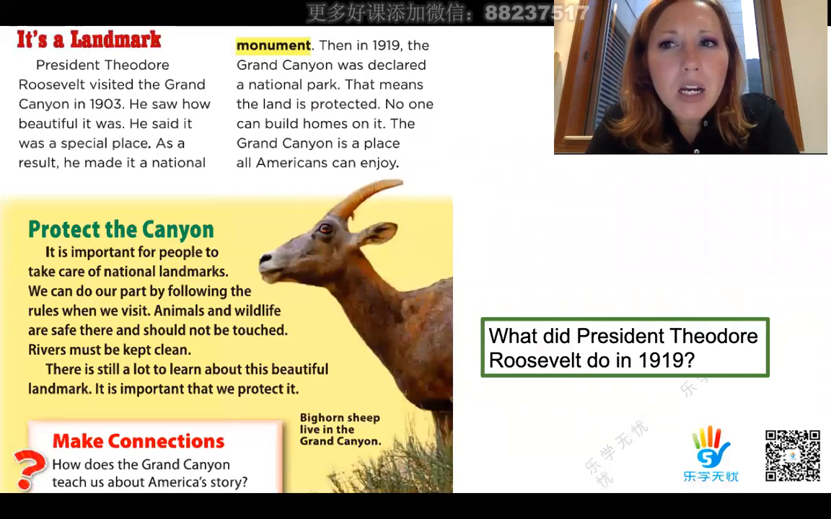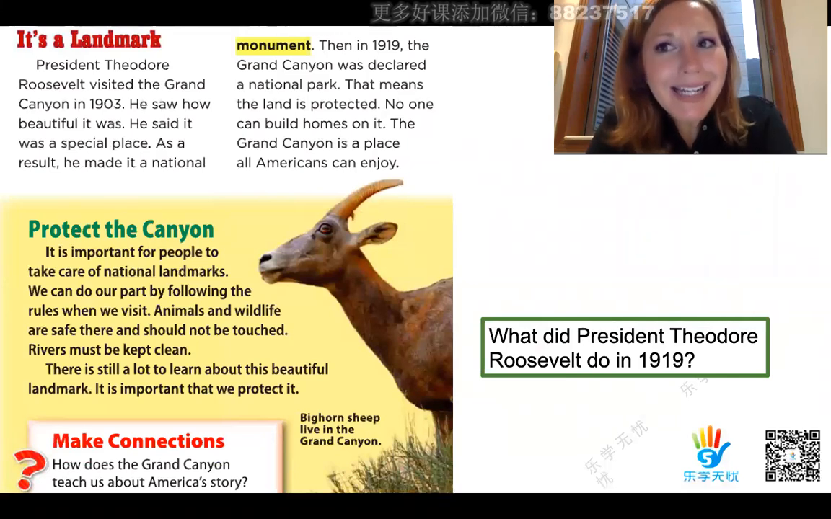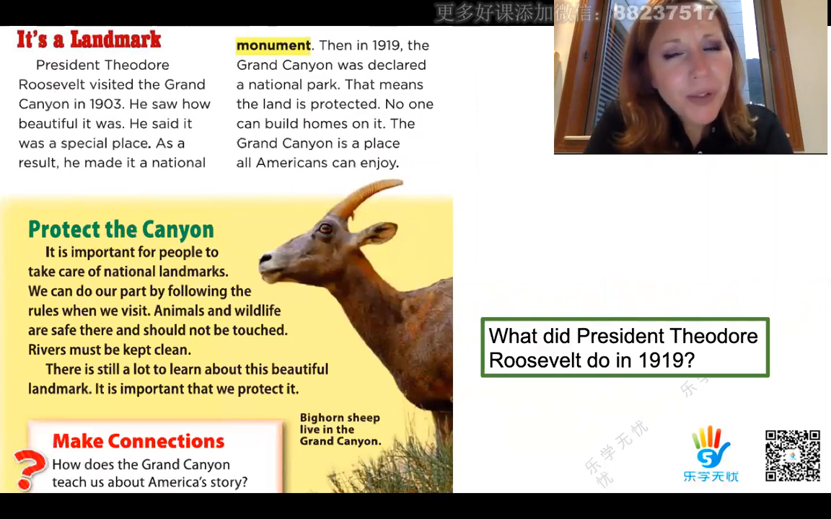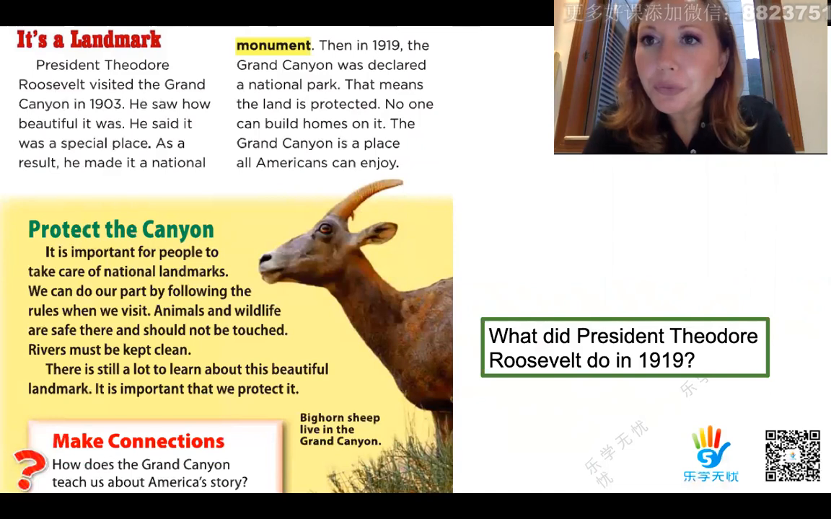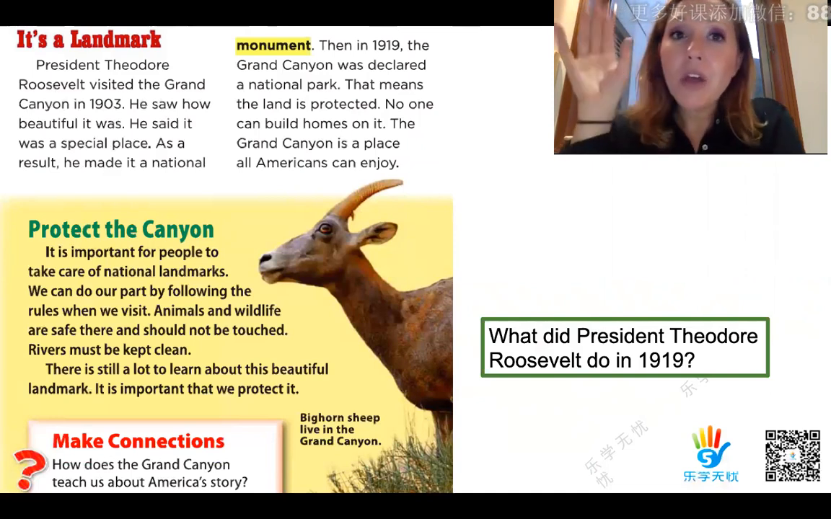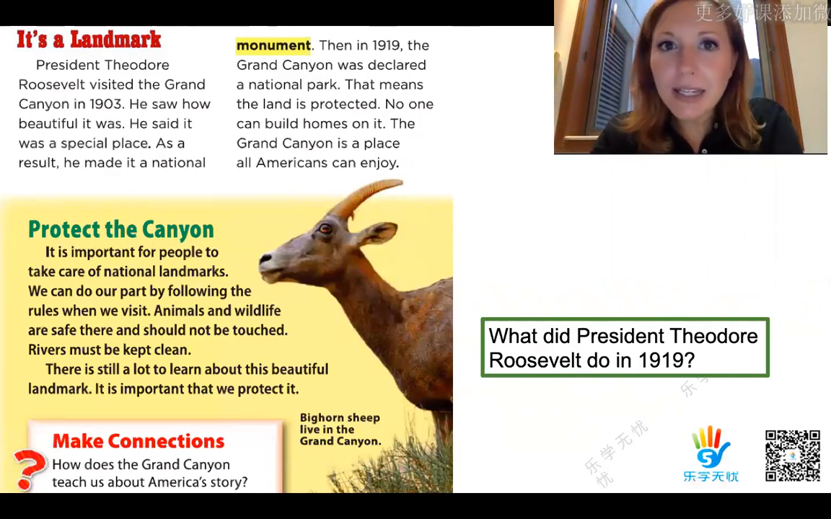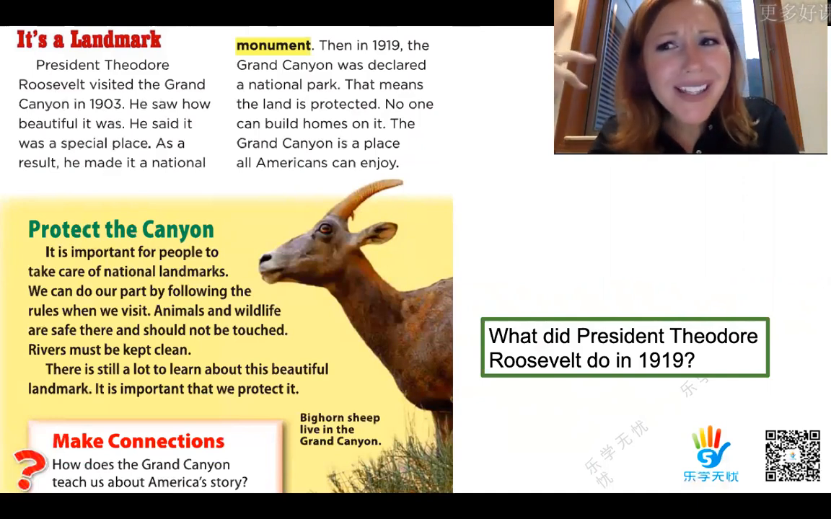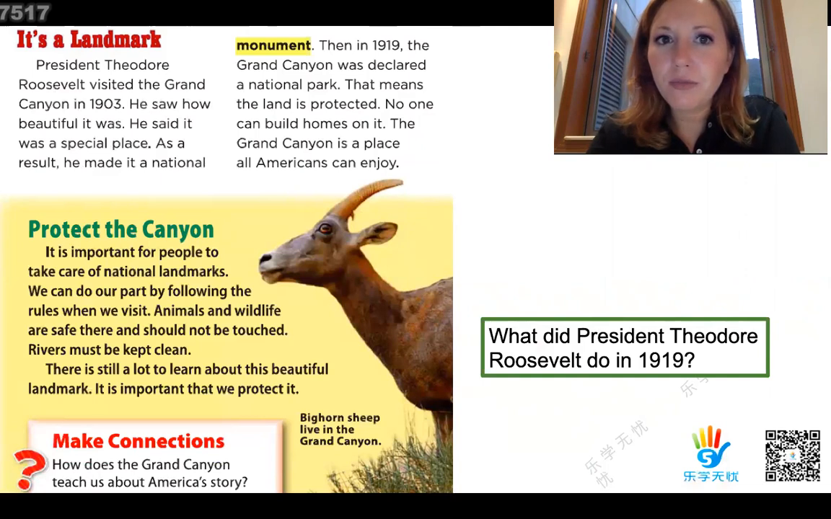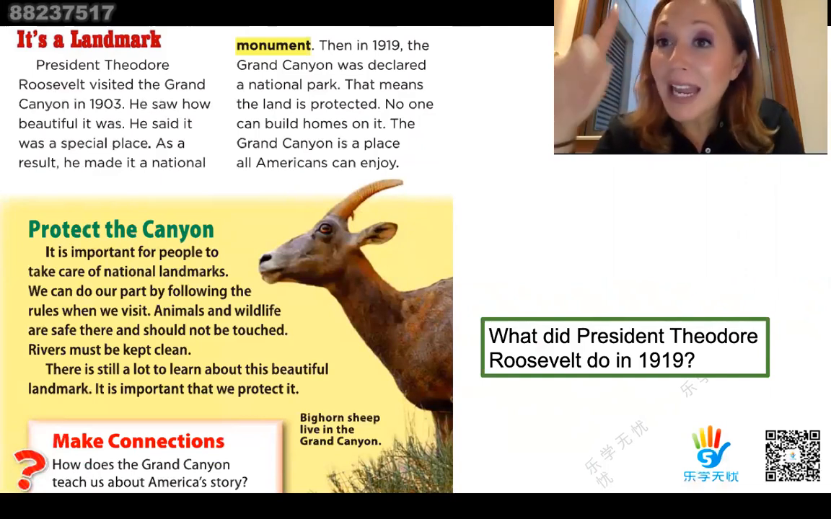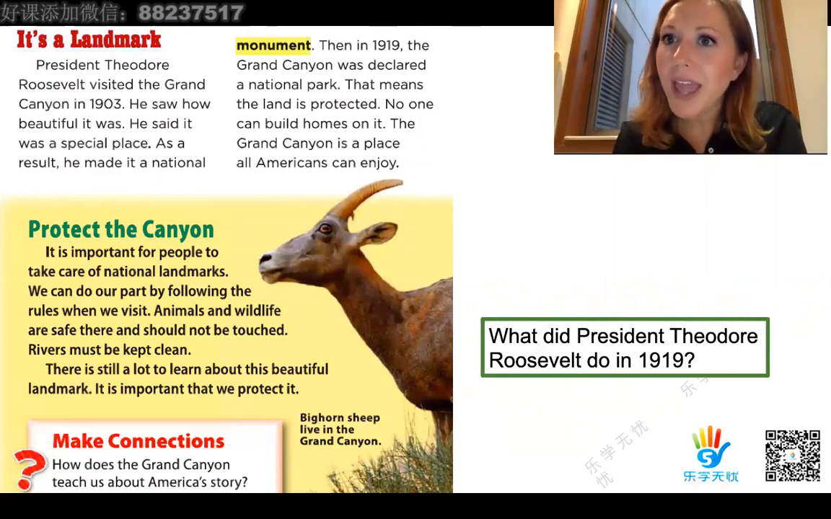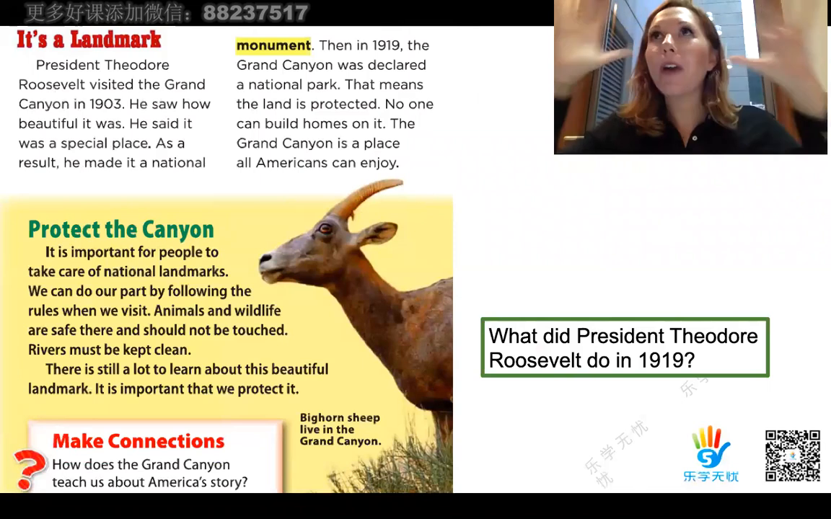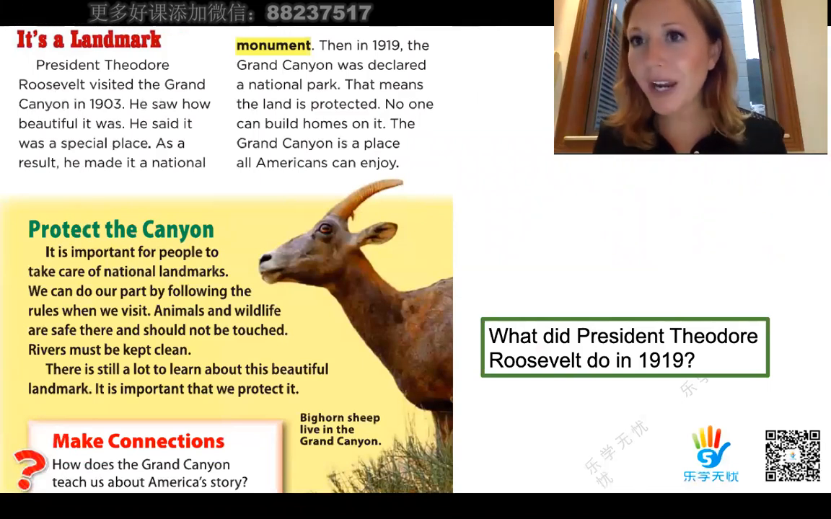Now, what happens in 1919? We know that Theodore Roosevelt goes to visit, so what happens in 1919? Okay, so the park, the Grand Canyon, is declared a national park. Now, what does this mean exactly? Why is this important? The land is now protected. You cannot build anything on it. So the Grand Canyon will forever be the Grand Canyon.